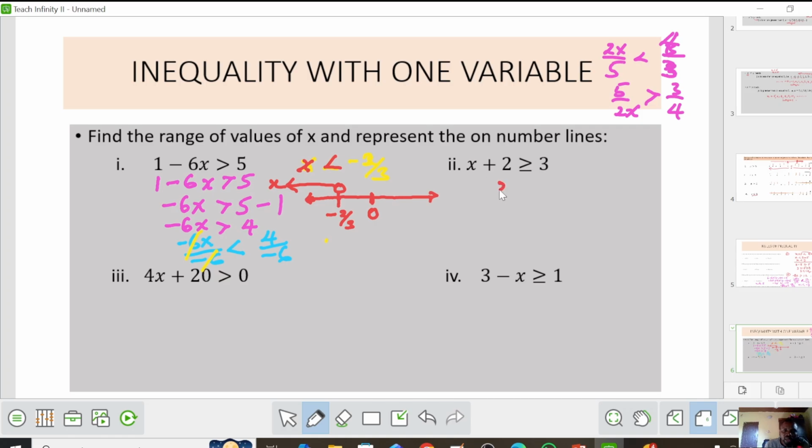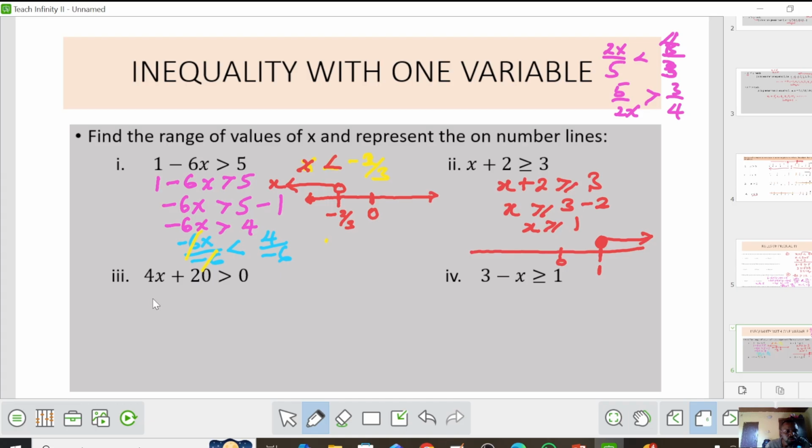For this one, x plus 2 is greater than or equal to 3. To write this, x is greater than 3 minus 2. So x is greater than or equal to 1. If x is greater than or equal to 1, then you can draw your number line. Then you put 0. The 0, like I said, tells you the part where you have positive and negative sides. This one is at the positive side. So we just put 1 here. Then you extend it. Because this has an equality sign, it's greater than or equal to 1, so I'm going to shade the point. And it's greater than 1, so I'll go to the right side. That's how to represent it on a number line.